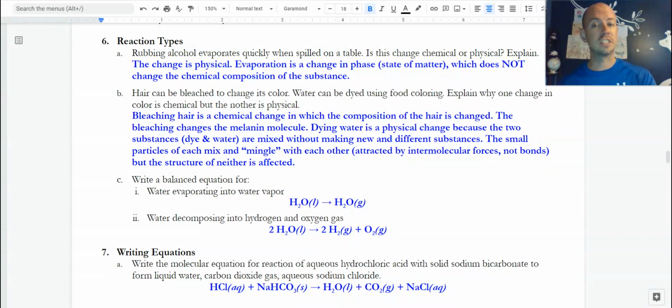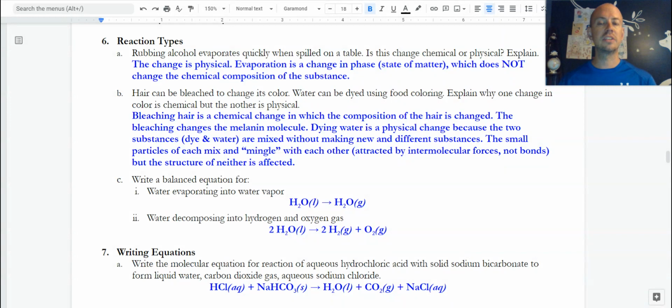So the change is physical, evaporation, whether we're talking about something that we define normally as a chemical like ammonia or ethanol, or we're talking about water, it is still just the change of phase or state of matter from liquid to gas. So that does not change the chemical composition.